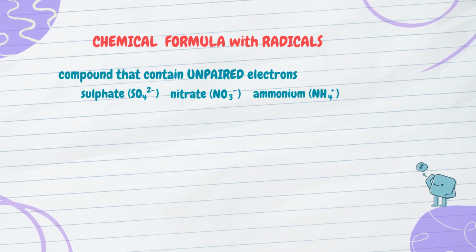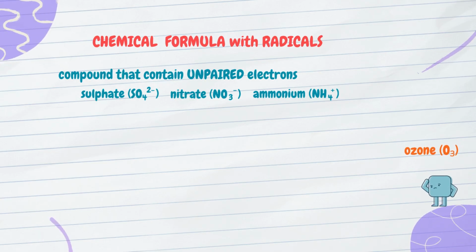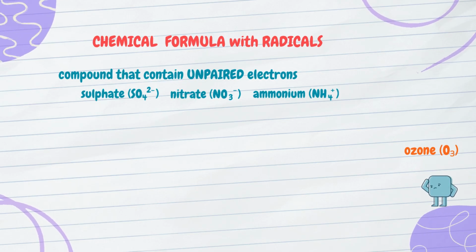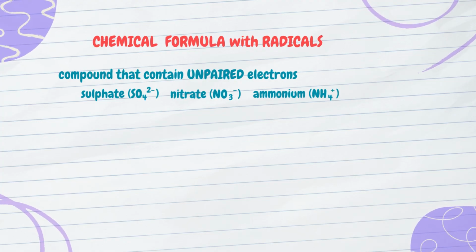Did you know that radicals play a huge role in our atmosphere? The ozone layer is made of ozone, and free radicals help break it down, which is why pollution can be so damaging. How do you write the chemical formula for compounds with radicals such as sodium sulfate?